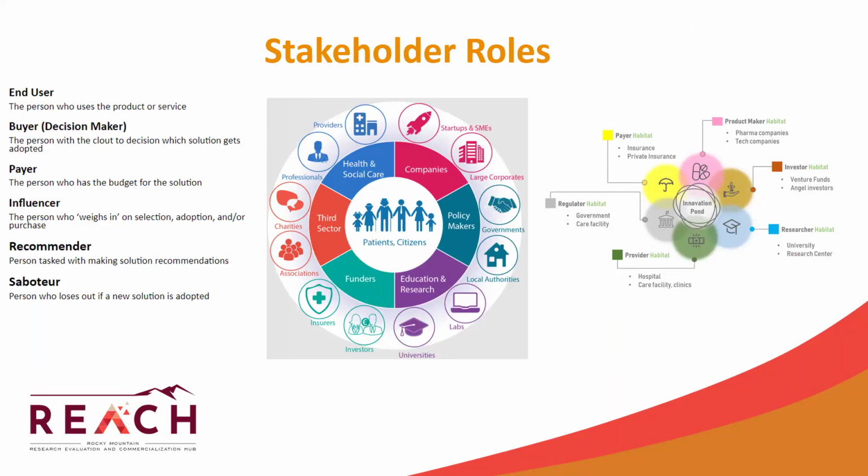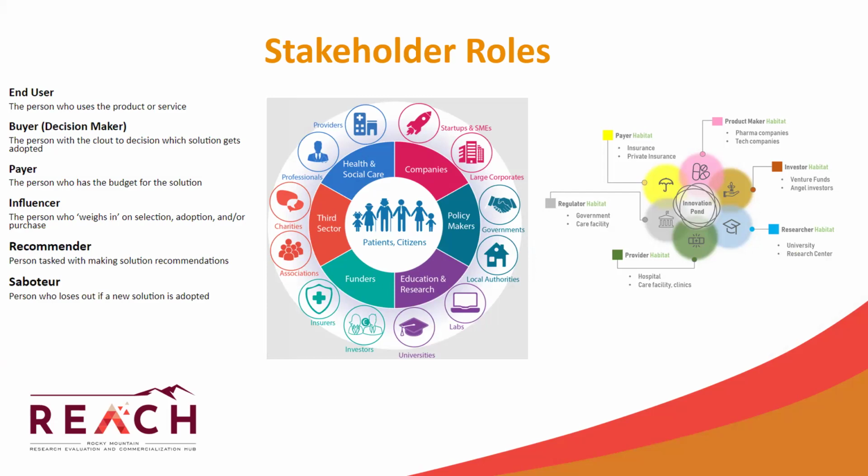And so here are some examples of stakeholder roles. And what roles does everyone play in the ecosystem? So an end user is the person who uses the product or the service. The buyer is the decision maker, the person with the authority to decide which solution gets adopted. And these people are very important to know.